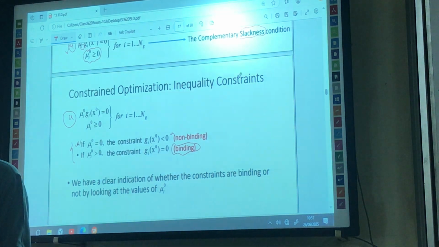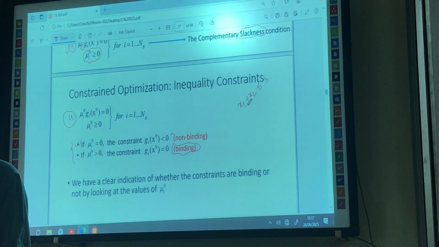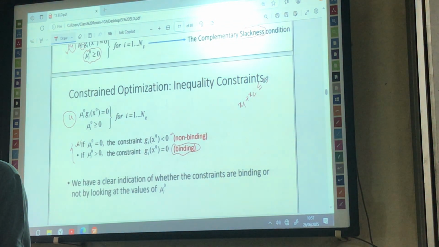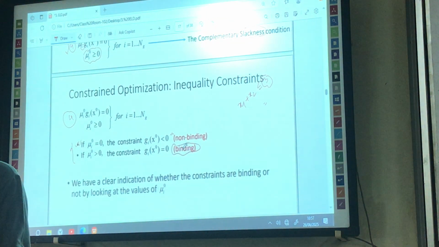That means, let's say x1 plus x2 less than or equal to 3, we are considering this example. Whenever x1 and x2 sum up to exactly 3, that will be the equal sign. So that is the boundary, right? 3 is our boundary. And whenever we are below this value, this is the non-binding case. That's why this is the binding and this is the non-binding case.